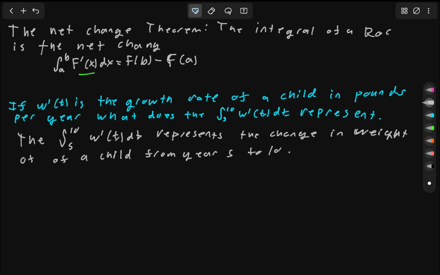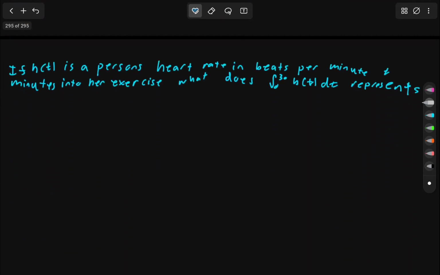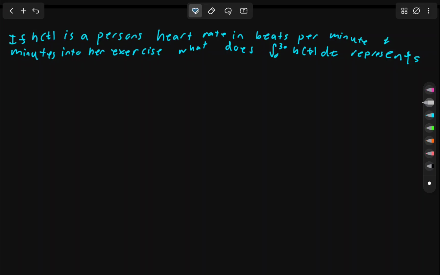So you have to be very specific, like its weight, and sometimes you might even want to be a bit more specific and say weight in pounds. Really, you just want to be as specific as possible, depending on who's teaching you the class, but I think weight just deals with it for us. Alrighty, and then for this next one, I think this one's a small bit more challenging, but if h of t is the person's heart rate in beats per minute t minutes into our exercise, what does the integral from 0 to 30 of h of t dt represent?